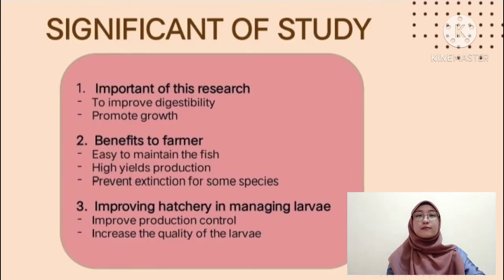Then, significance of study. First important of this research is to improve digestibility and promote growth. Second, benefits to farmer, which is easy to maintain a fish, high reproduction, and prevent extinction for some species. Third, improving hatchery in managing larvae, which is improve production control and increase the quality of the larvae.